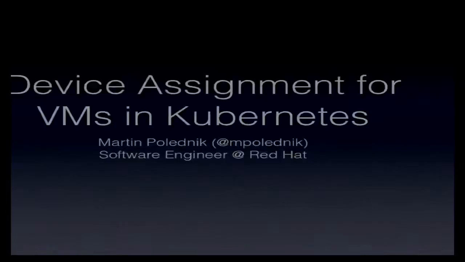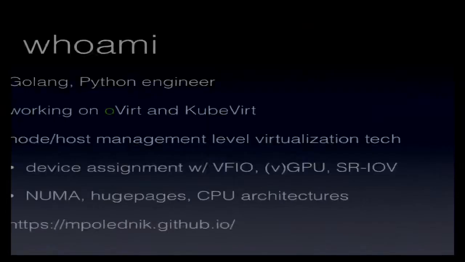Right, so let's start. I'm a software engineer at Red Hat, and this is just a quick summary of what I do. As some of the people previously, I'm working on oVirt and then on KubeVirt, which is the virtualization for Kubernetes thingy. I'm mostly working on the node and host management stuff. So the things you can see on the slide are pretty much the features that I've had my hands on.